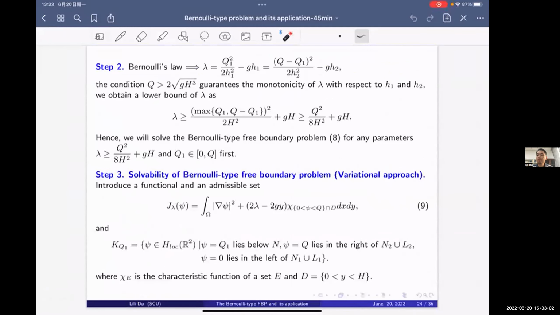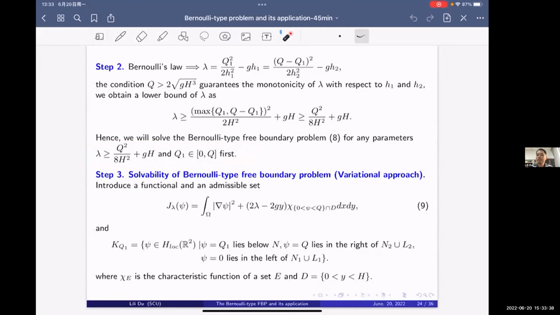However, Bernoulli's law and the total mass flux condition give a priori bounds of λ and Q1. So in the following, we will solve the Bernoulli-type free boundary problem for any parameter in these restrictions. Step 3 is on the solvability of the Bernoulli-type free boundary problem. The solvability of the free boundary problem follows directly from the variational approach.